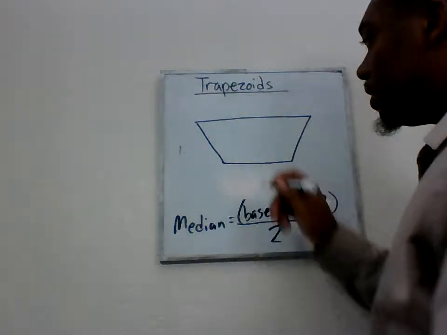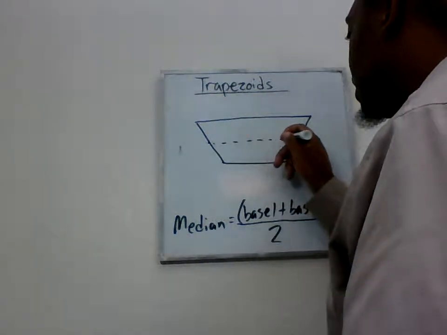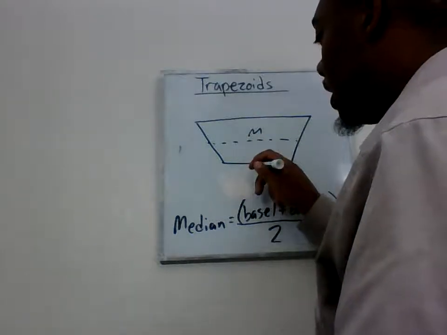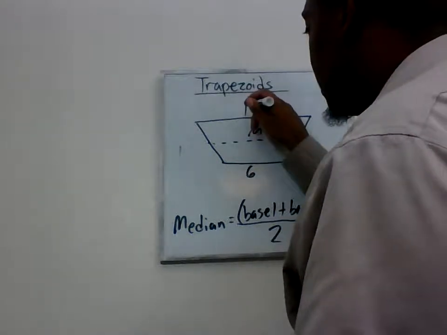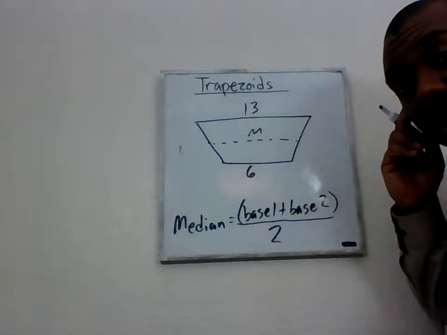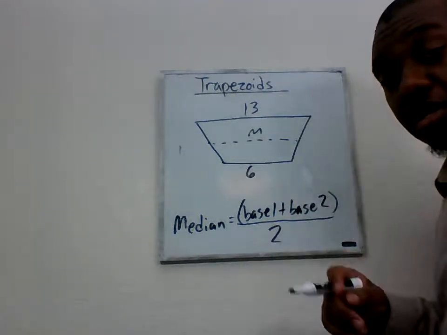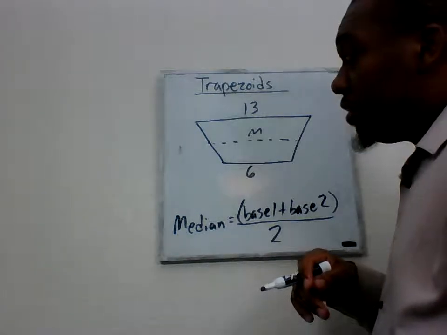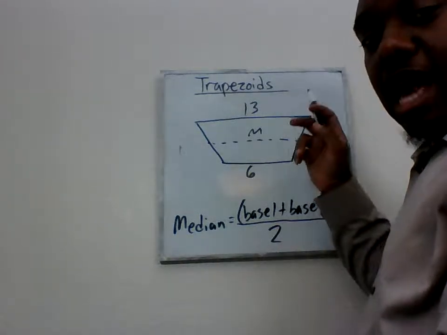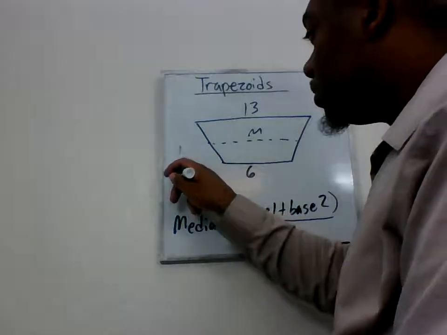Okay, so here's a trapezoid, and I want to find the median, M. And I know that this is 6, and I know that this is 13. Well, how would I find M? Well, we're going to be looking for the number that's halfway between 6 and 13. Okay, so another way to say that is let's add 6 and 13 together.